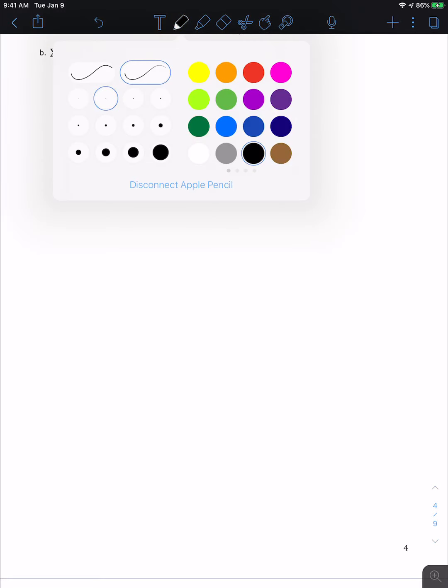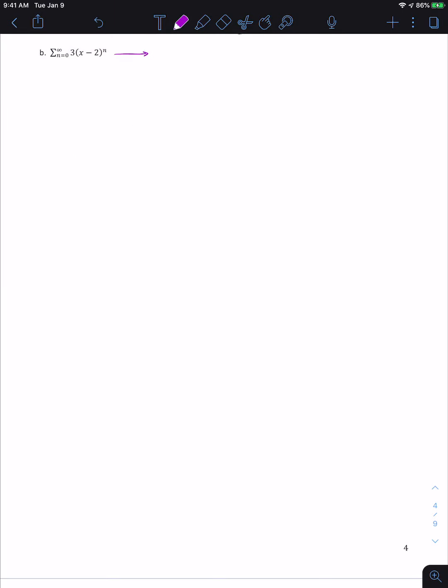Okay, so let's look at one more here in this video. Let's look at this one. Once again, I could show that for x equals 2 this is going to converge, because x equals 2 is where it's centered. But we won't waste our time proving that because we know that's true in general. So again, this one is centered at x equals 2.